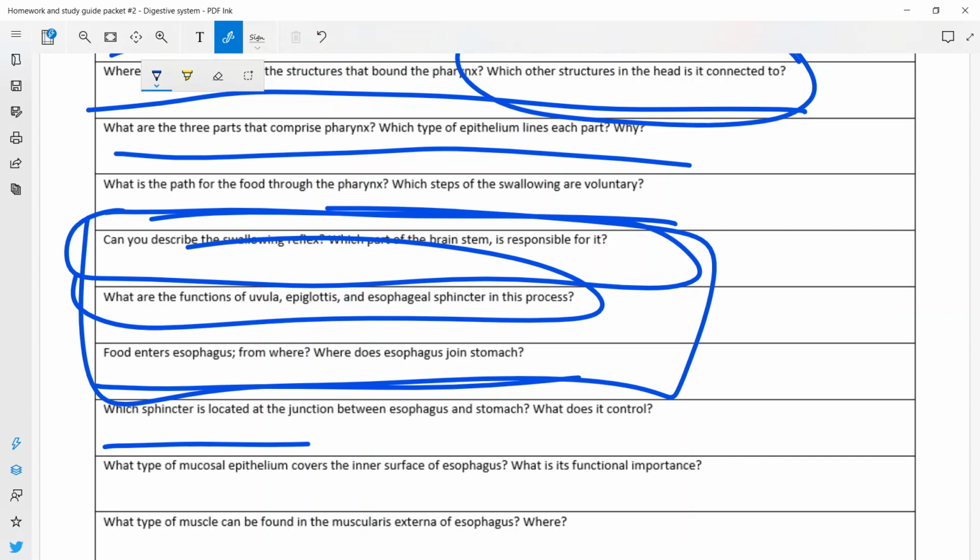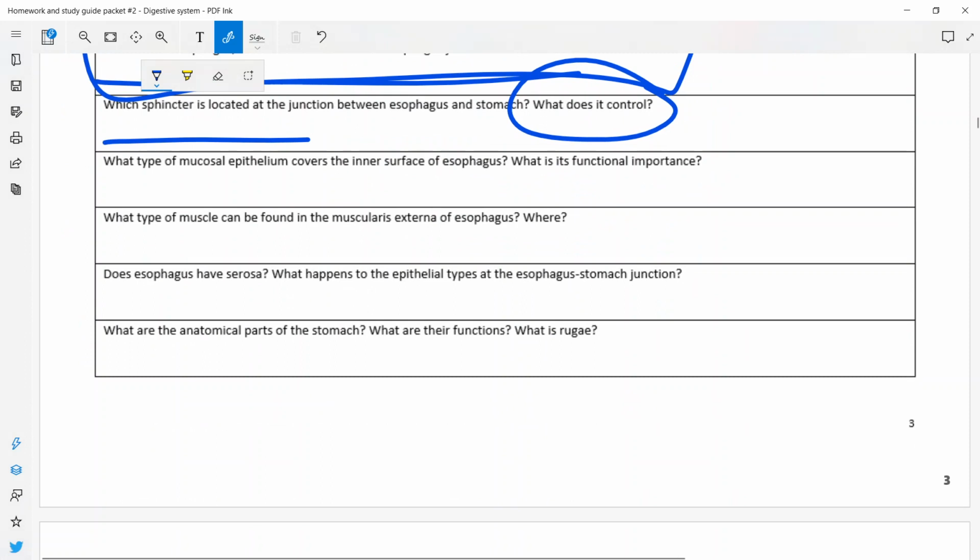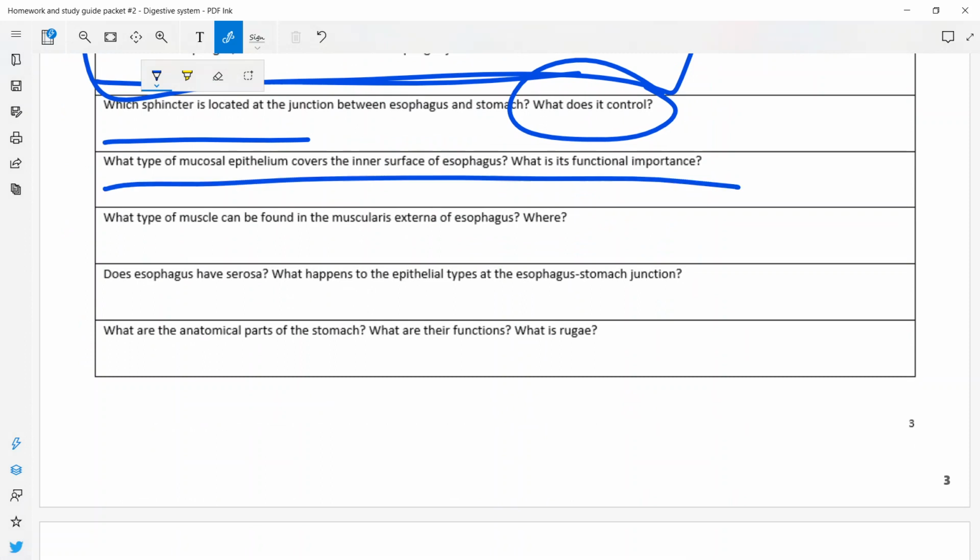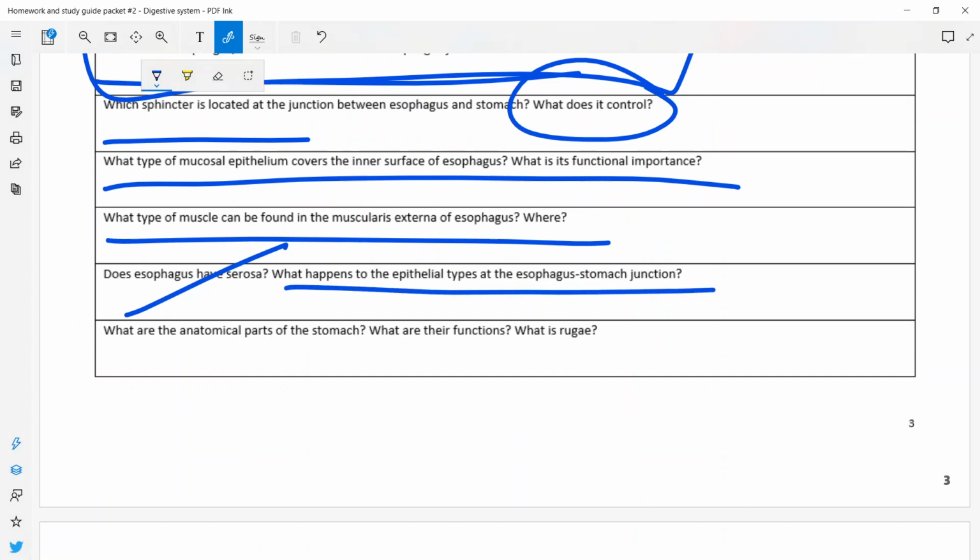Junction between esophagus and stomach: gastroesophageal or lower esophageal sphincter. It controls the movement of food between esophagus and stomach. Inner surface of the esophagus is stratified squamous epithelium, so it protects against rubbing forces. Muscularis externa of the esophagus: skeletal on top, a mix of skeletal and smooth in the middle, smooth at the bottom. It doesn't have serosa; it has adventitia. At the esophagus-stomach junction, stratified squamous epithelium changes to columnar epithelium.